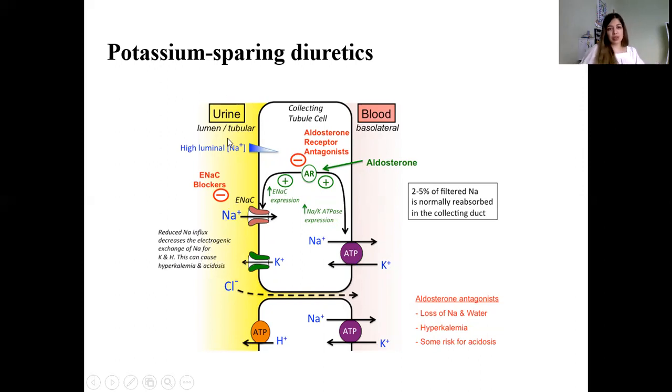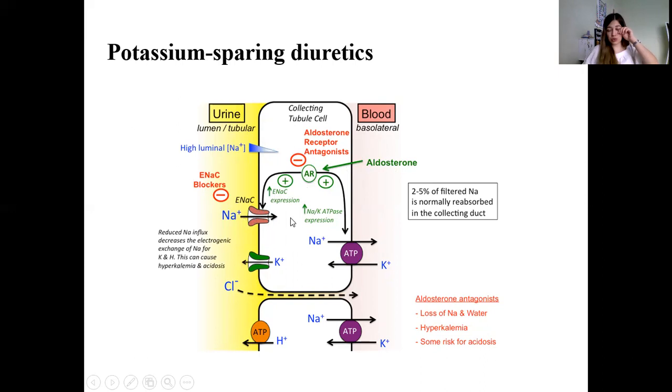What happens in this place? We have, for example, aldosterone-controlled sodium channels. When we have normal level of aldosterone, it stimulates the synthesis of sodium channels and stimulates the reabsorption of sodium in this place.